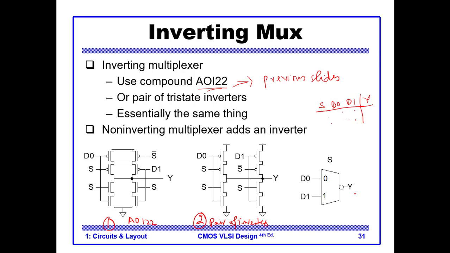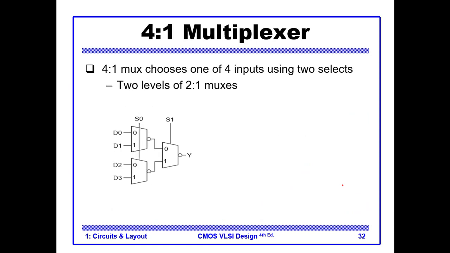On the right, this is the symbol of a multiplexer. So you see the shape, it's like a parallelogram, this side up and this side down, something like that. And because this is an inverting mux, we have this bubble here. So this is how you can design a 4x1 mux using a 2x1 mux.